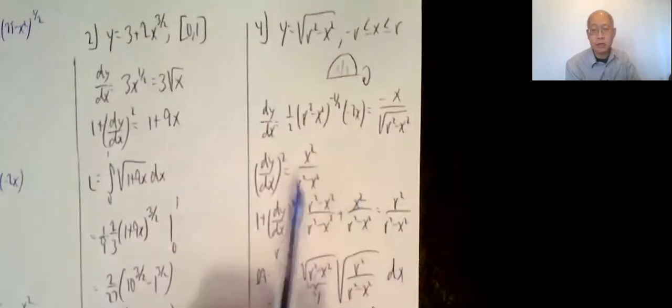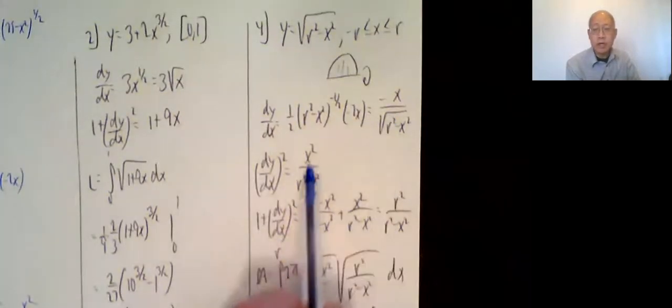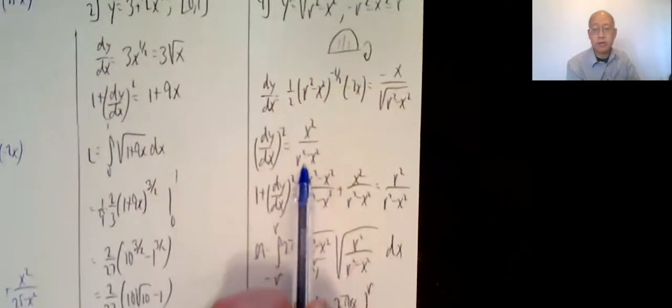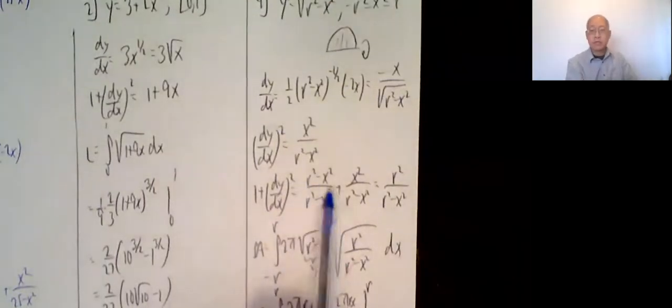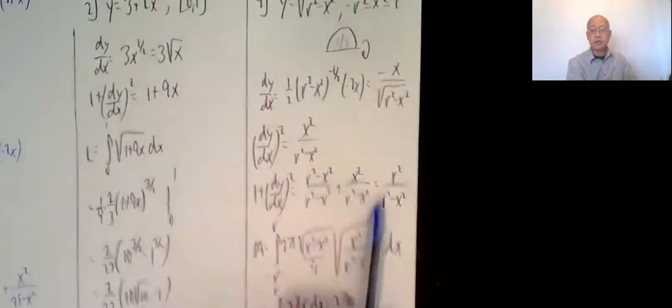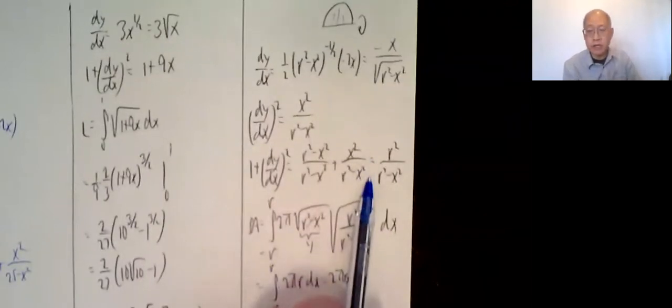Recurring theme, as you can tell. Square this quantity, x squared over r squared minus x squared. Add 1 in the form of r squared minus x squared over r squared minus x squared, plus this stuff, x squared cancels out, r squared over r squared minus x squared.